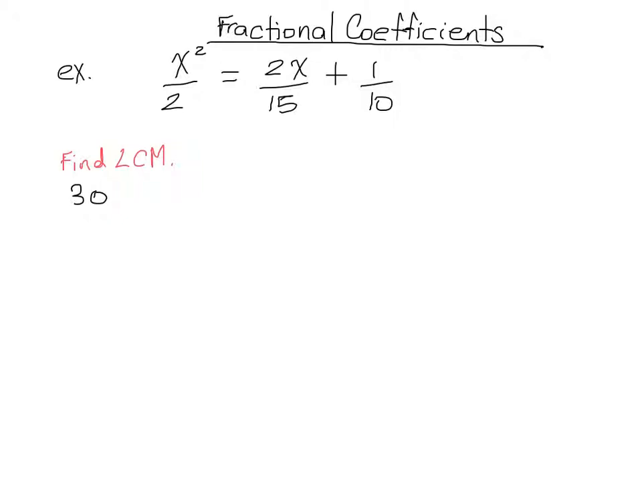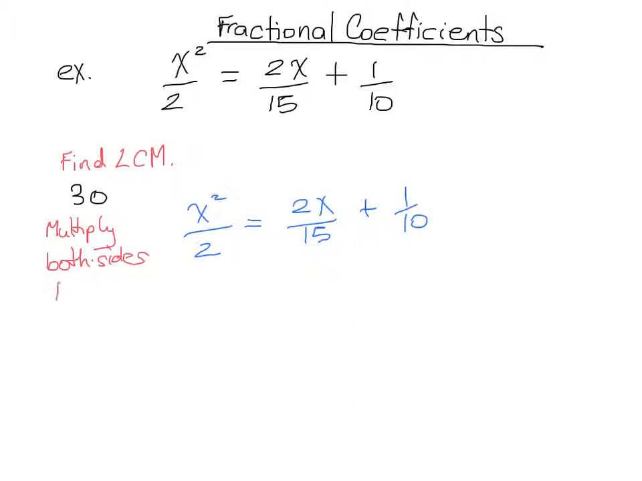All right. So, once we have the lowest common multiple, let's look at what to do with it. So here is our equation again. x squared over 2 equals 2x over 15 plus 1 over 10. What we're going to do with that common multiple is multiply both sides of our equation by that number. So multiply both sides by the LCM.